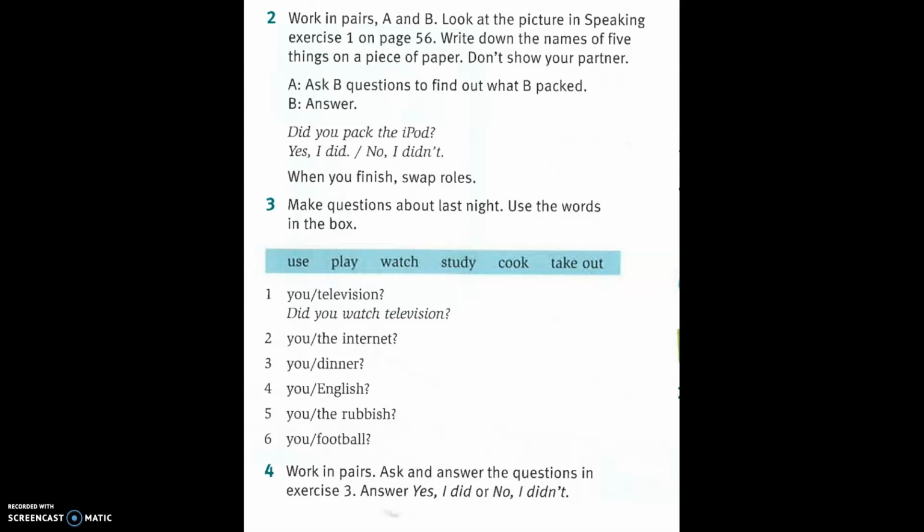I think it would be nice to drill a couple of these questions before you set the students off into pairs, just to get the rhythm right. Did you watch television? Did you go on the internet? Whatever the answers with that one is. Did you play football? Did you take out the rubbish? Do you see there's a rhythm to it? Did you study English? Did you cook dinner? Yep, so drill a few of those questions before they use them.